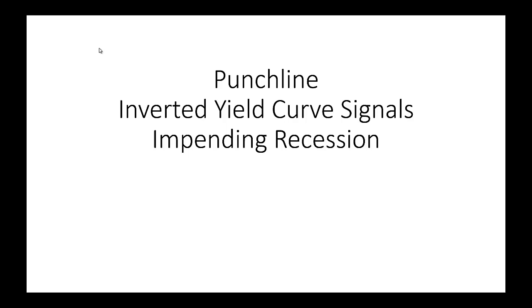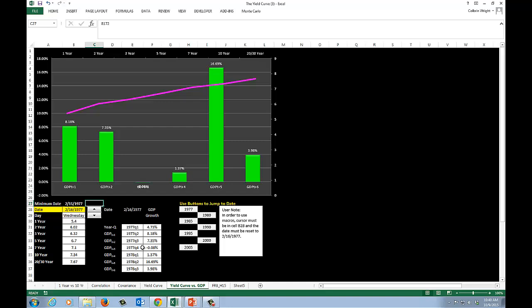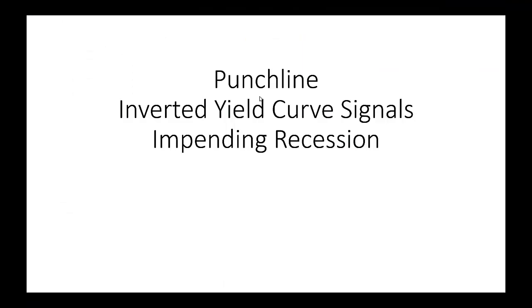I want to try to show this to you with data. What I've constructed, and I need you to understand what you're seeing on the screen here, is a graph that shows you the yield curve at any given point in time, and right now, that yield curve was as of February 16th, 1977. The argument I'm trying to make is that if that line inverts, there's a recession coming.